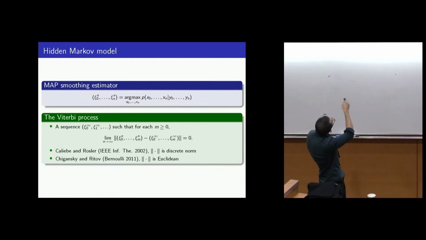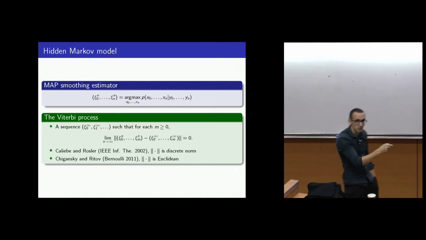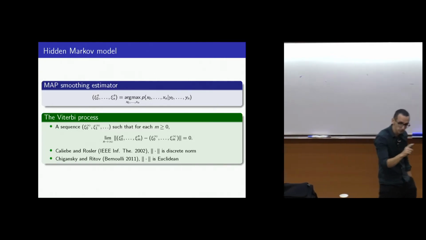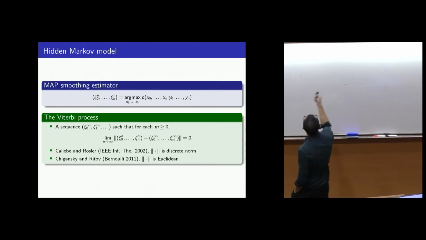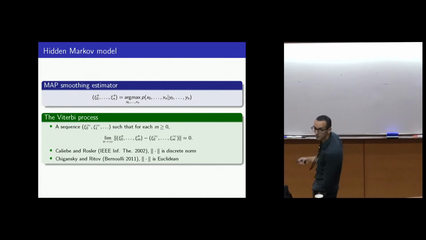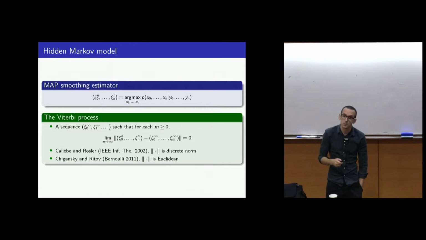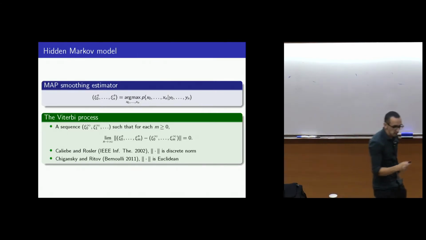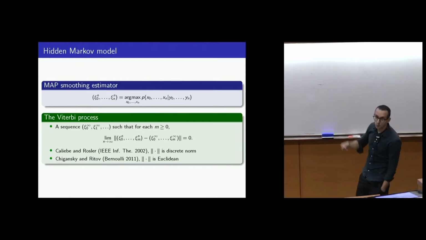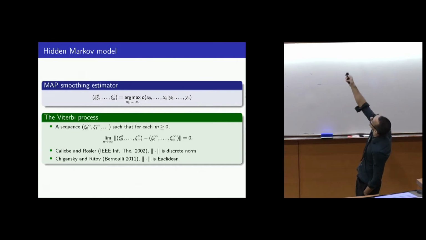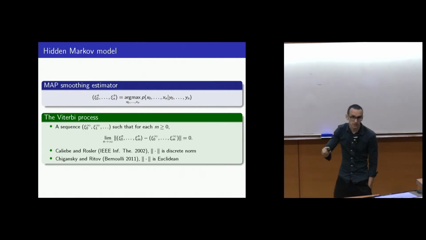A bit later, these guys addressed the case where the hidden state X lives on the real line, a one-dimensional hidden state. And then the norm for them was the Euclidean norm, from the Euclidean distance. For the rest of this talk, when you see this norm, it will be the Euclidean norm. And the X will live in R^d throughout the rest of the talk.